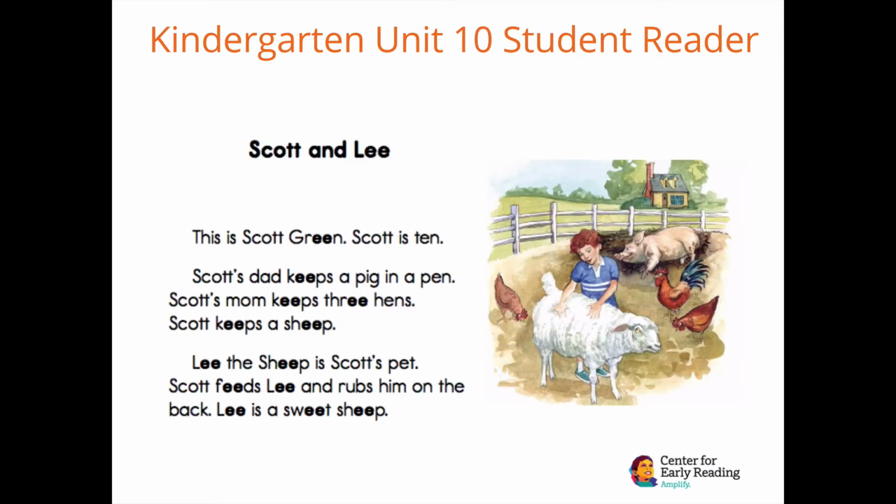Here is an example from the end of kindergarten, the Unit 10 reader. Students have just learned the EE spelling for the sound E, so you can see that it has been highlighted in bold. You can see the increase in students' phonics knowledge from Unit 6 to Unit 10.